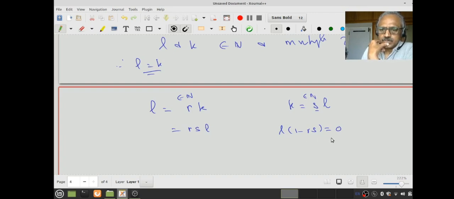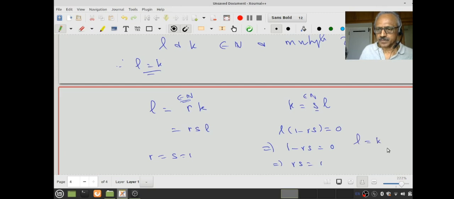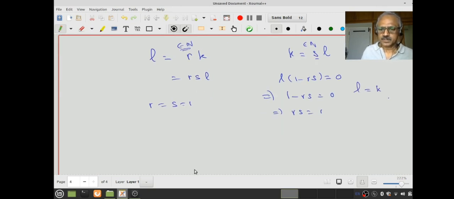Remember L is also positive. The product of L and this has to be 0, right? What does it mean? This implies 1 minus RS must be 0. This implies RS must be equal to 1. Remember, what do I know about R and S? They are natural numbers, but their product is 1. Therefore R equal to S equal to 1. That means L equal to K. Yeah, please pause, review and proceed.